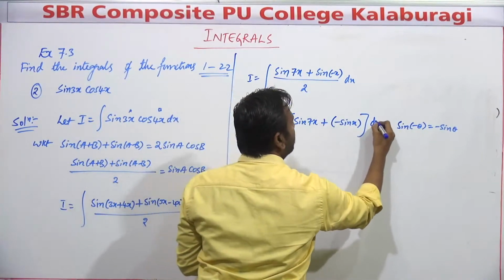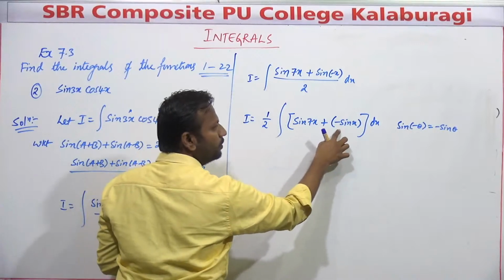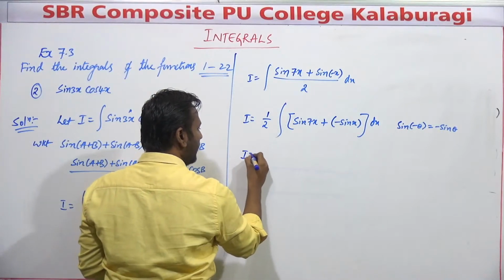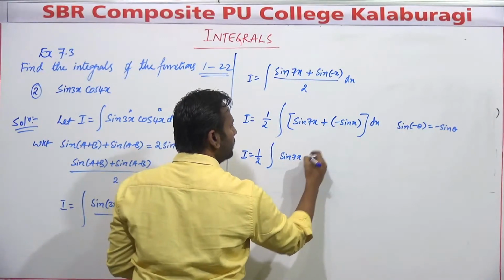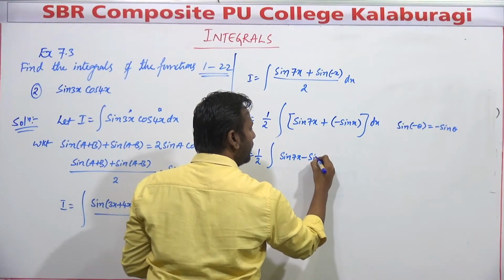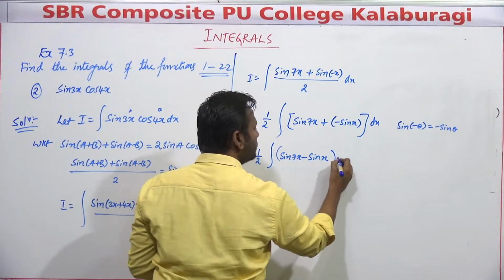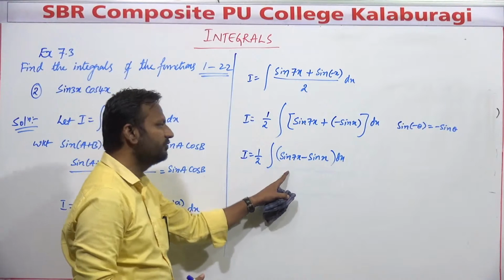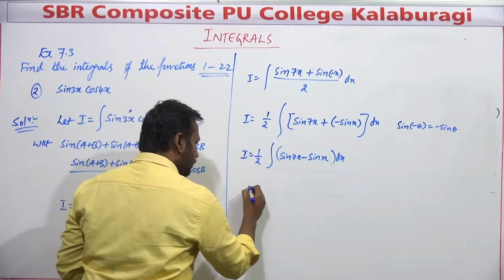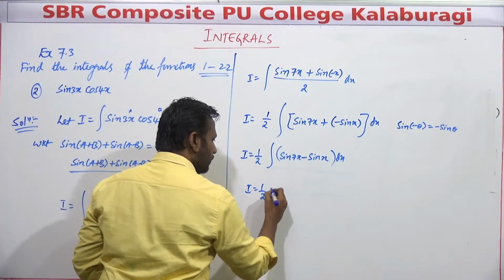With respect to x. Now simplify further. Plus into minus gives minus. So I is equal to 1 by 2 of sin 7x minus sin x. Now it has become an easily integrable format. You came across these in the first exercise problems. So now, 1 by 2.